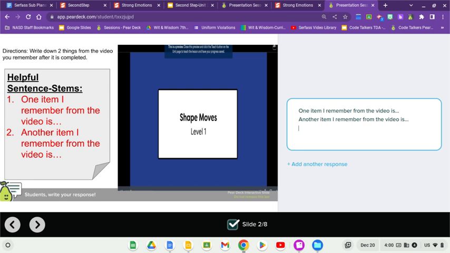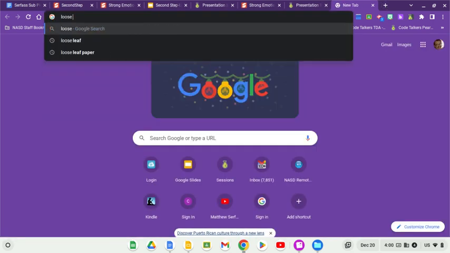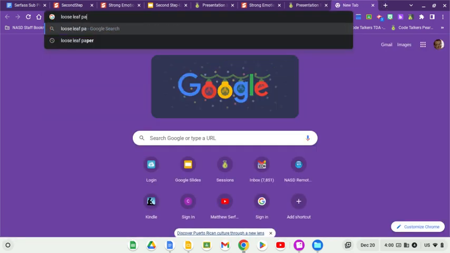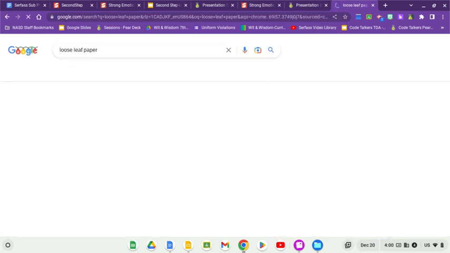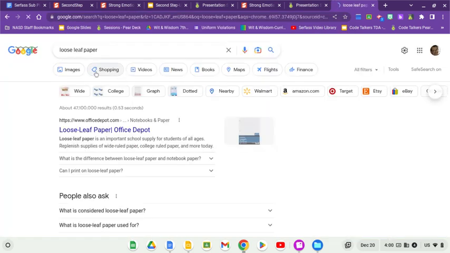Now let's say for some reason you don't have your computer with you today. You couldn't get in on slide two. Well, all you have to do is write on loose leaf paper. And if you're wondering what that looks like, it looks like what's about to show up on the Google slide right here. Take a look.